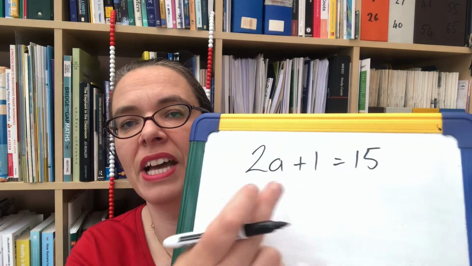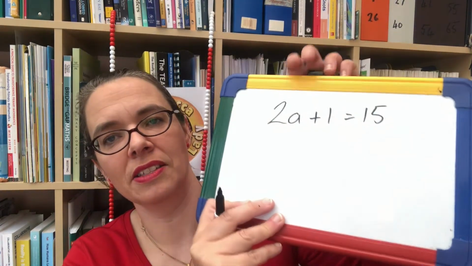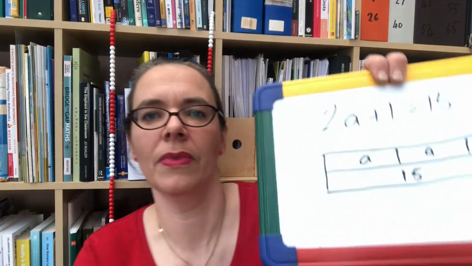And of course, as we're doing all that, we're doing some great consolidation work on our algebraic notation. And then we can move on to some composite equations. And by composite, I mean there's 2 parts. So something like 2a add 1 equals 15. So previously we would have had a add 1 or 2a. Now we've got 2 things going on. Let's draw that as a block diagram.